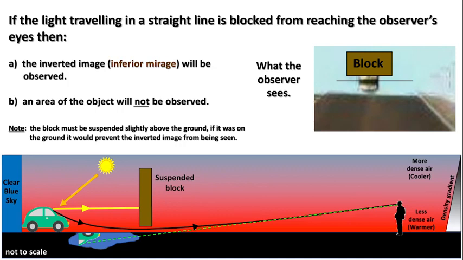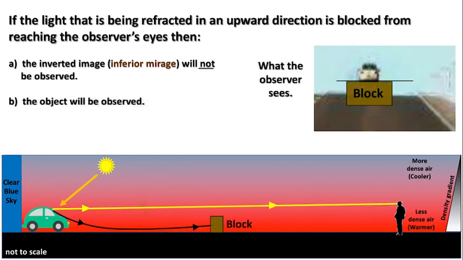If the light traveling in a straight line is blocked from reaching the observer's eyes, then A. The inverted image or inferior mirage will be observed. B. An area of the object will not be observed. Note: The block must be suspended slightly above the ground. If it was on the ground, it would prevent the inverted image from being seen.